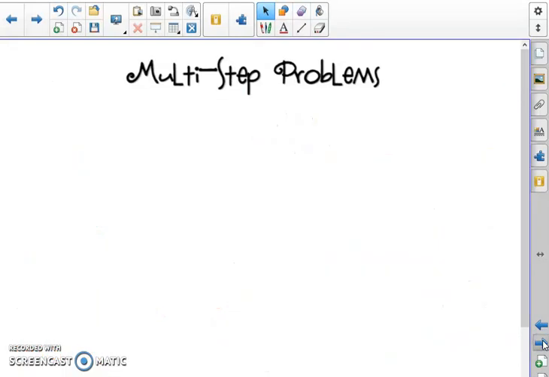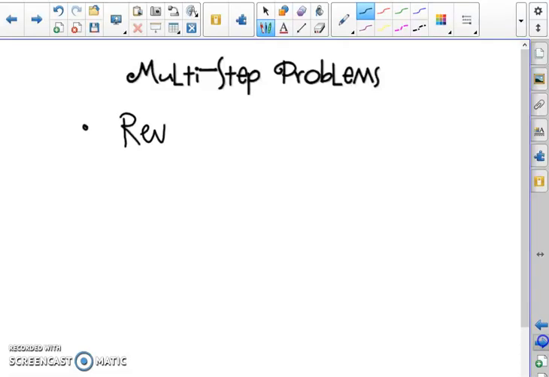Okay. So let's see what happens when we have multi-step problems. So again, when you have multi-step literal equations, you want to use reverse order of operations. So reverse GEMDAS.